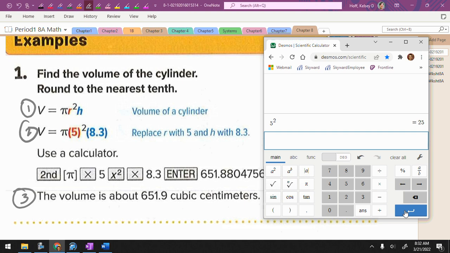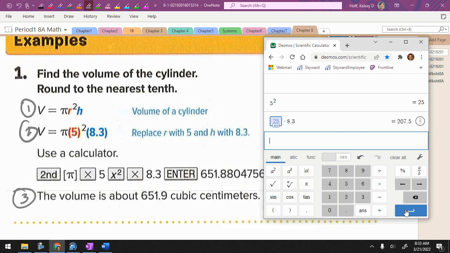Now, you need to use that number. So you got to hit ANS. ANS means take the answer I just got, and we're going to multiply it by the height. What was the height in this formula? 8.3. So times 8.3. Hit enter. It should now say 207.5.